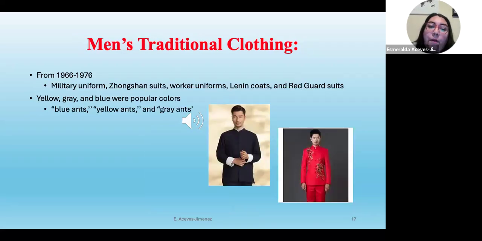Men's traditional clothing from 1966 to 1976, we have what is called the military uniform or the Zhongshan suits, work uniforms, linen coats, and Red Guard suits. We also have yellow, gray, and blue, which were very popular colors. The Chinese culture also called this, instead of blue pants, they would call it blue ants, yellow ants, and gray ants. They would pretty much just drop the P and say ants instead. For both men and women traditional clothing, the upper class pretty much created the fashion style and the lower class imitated this fashion style. So it was up to the upper class to come up with the new trend.